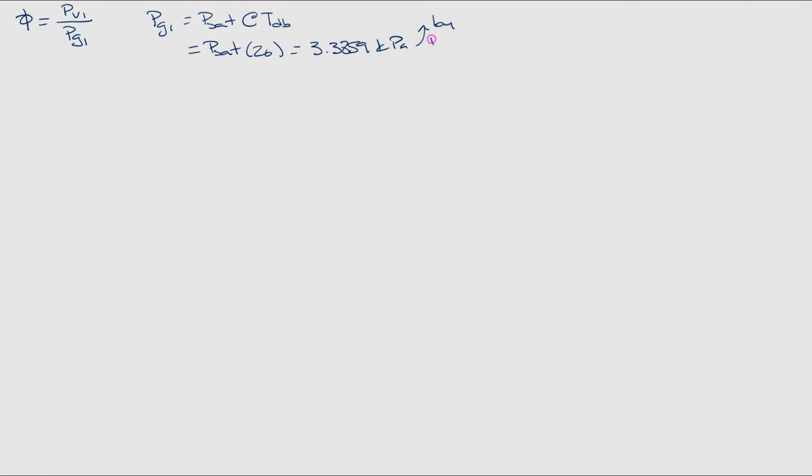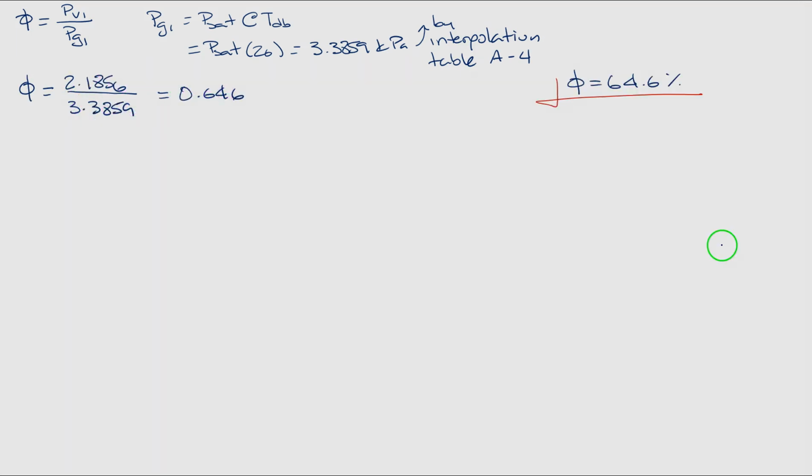relative humidity. So recall that for relative humidity, we need to compute Pg1, which is the saturation pressure at 26 degrees. That is by interpolation, table A4. So we can get the relative humidity. With our value of Pv, we can also compute the dew point. So we recall that the dew point will be the saturation temperature at Pv. This is our third value.